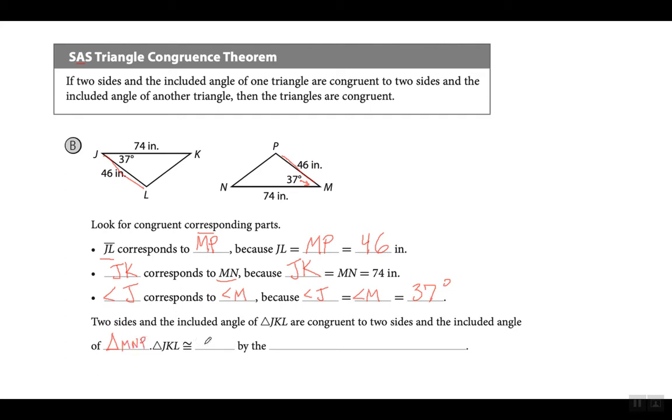So triangle JKL is congruent to triangle MNP by the SAS triangle congruence theorem.